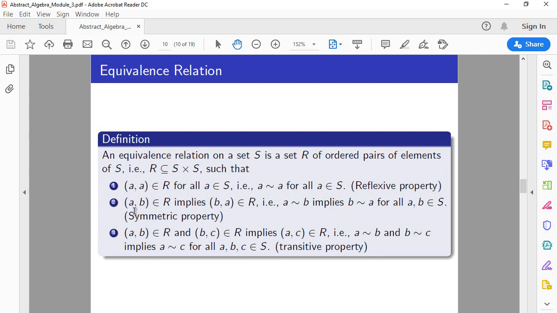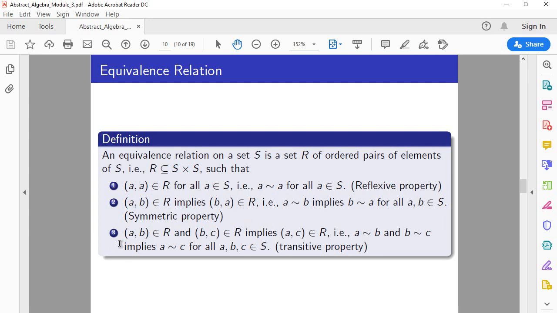The second condition for a relation R to be an equivalence relation is that if (a, b) belongs to the relation, then so does (b, a). In other words, if a is related to b, then b must also be related to a for all a, b in the set S. This is known as the symmetric property.